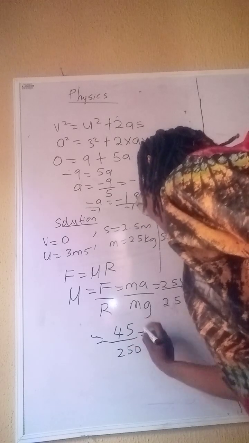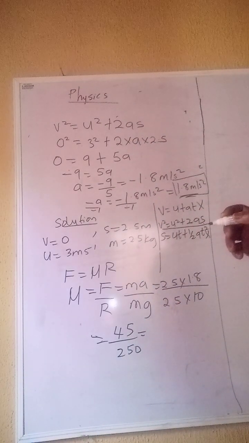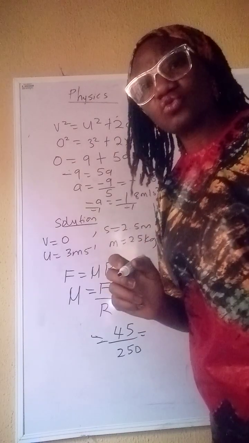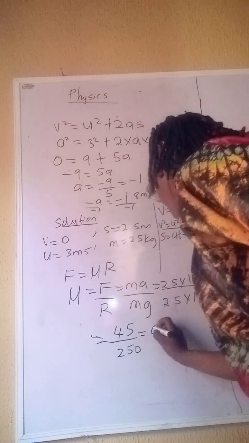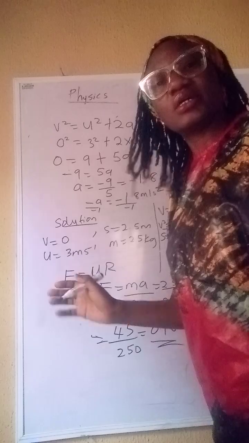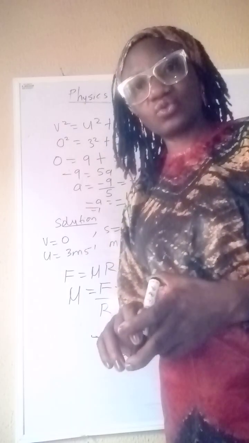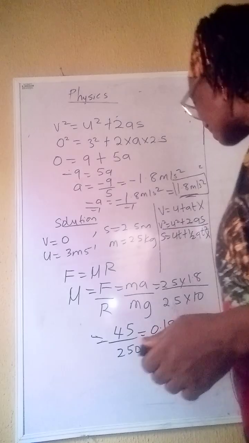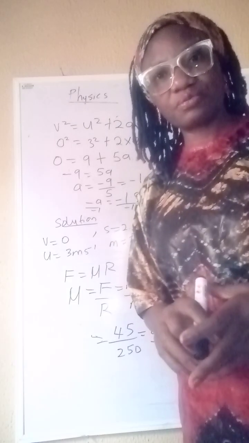So 45 divided by 250 will give us, punch your calculator, 0.18. There's no unit because it's the ratio of two forces. So this is the answer: 0.18 is the answer. I hope you enjoyed today's problem solving.